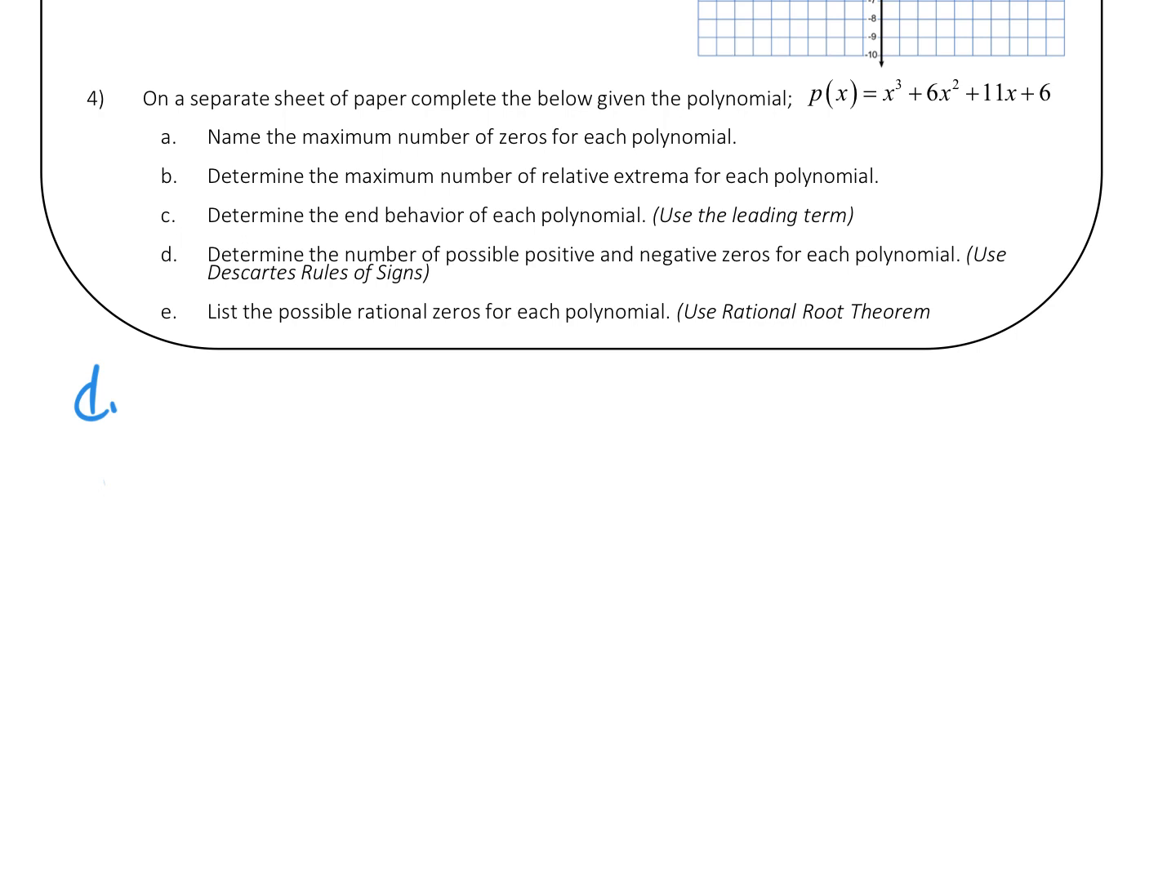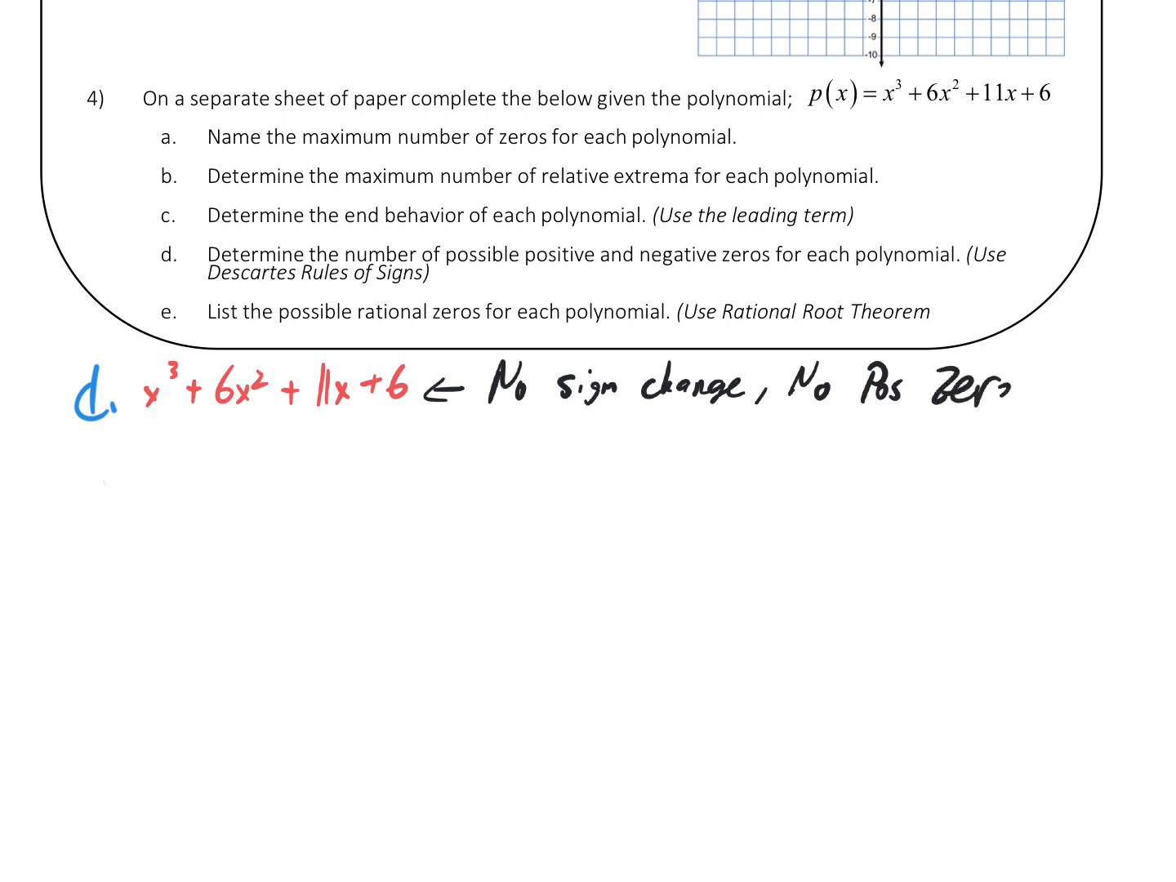Okay, now let's look at part D with this polynomial. Let's figure out how many positive and negative zeros we could have using our P&I chart, okay? So x cubed plus 6x squared plus 11x plus 6, okay? So the first thing I will note is all of these are positive. There are no sign changes. So I'm going to see here that there are no positive zeros. Okay, so we cannot have any positive zeros.